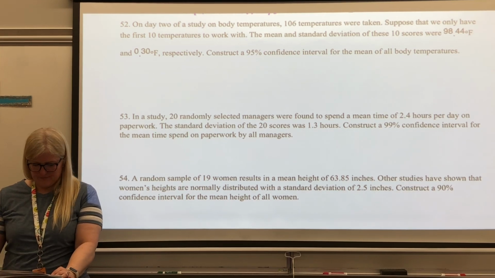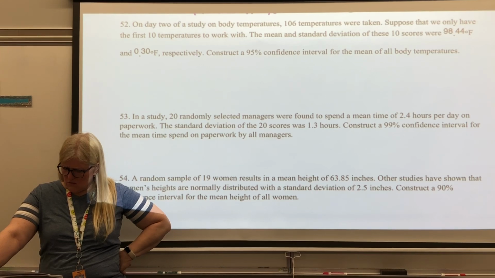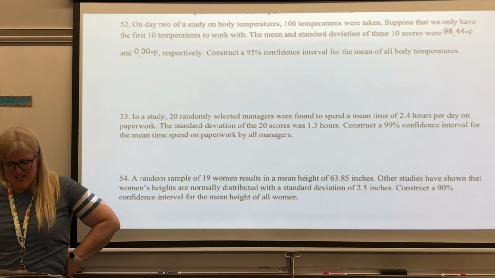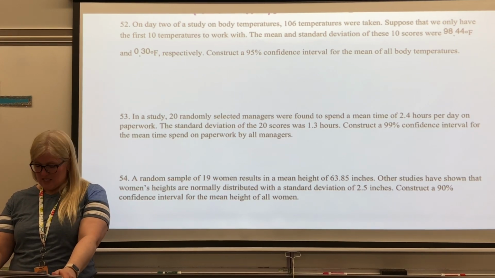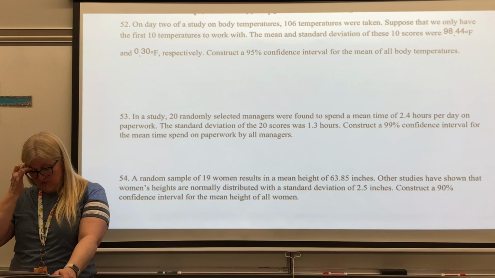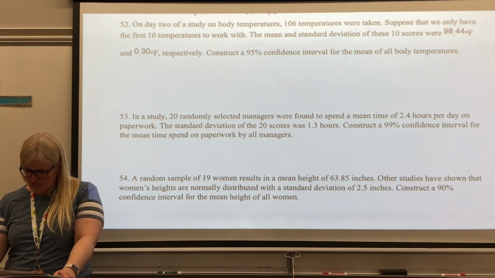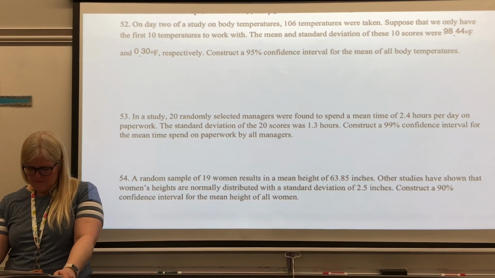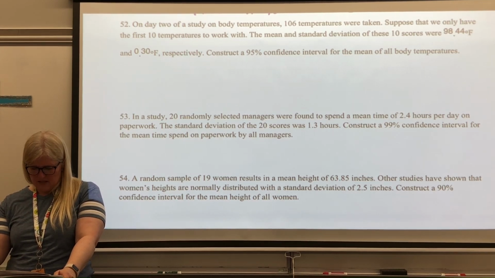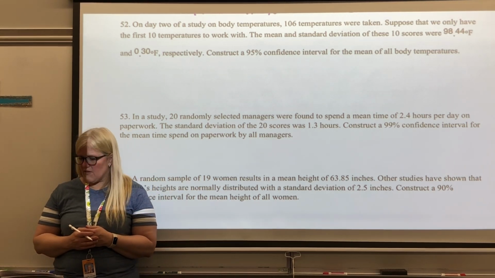moving on. All right, on day 2 of a study on body temperatures, 106 temperatures were taken, that's a lot. Suppose that we only have the first 10 temperatures to work with. The mean and standard deviation of these 10 scores were 98.44 degrees Fahrenheit and 0.3 degrees Fahrenheit respectively. Construct a 95% confidence interval for the mean of all body temperatures.